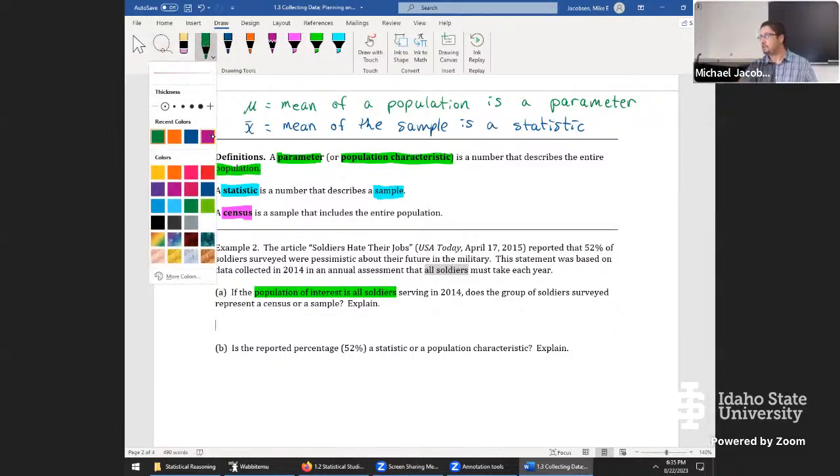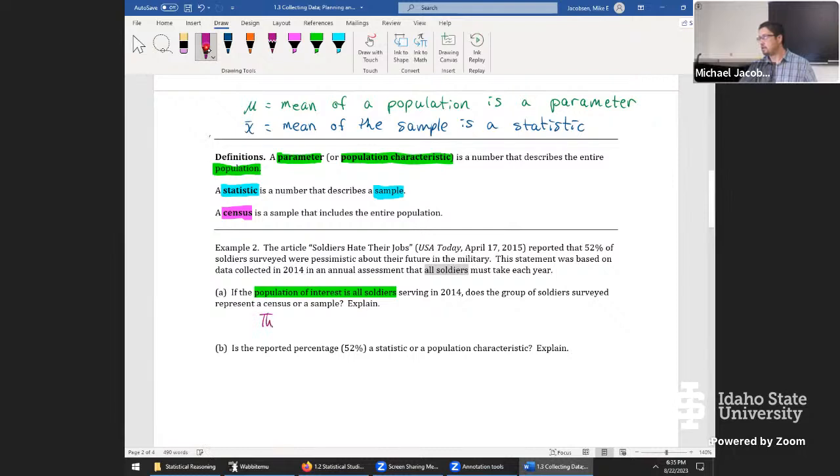Let's say here, this is a census since all soldiers were surveyed. So that's great. We have a census. And now they also reported a figure to us. They said 52% of soldiers were pessimistic about their jobs. Now we're wondering, is that 52% going to be a population characteristic or a statistic?